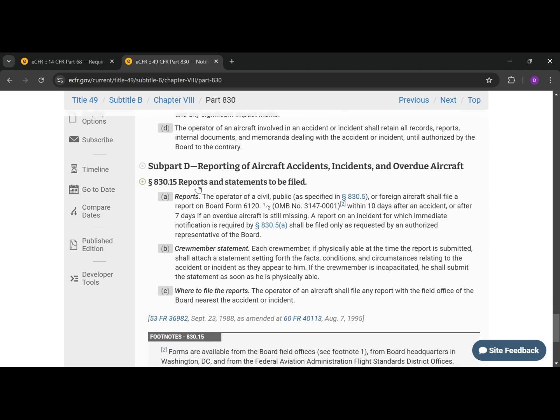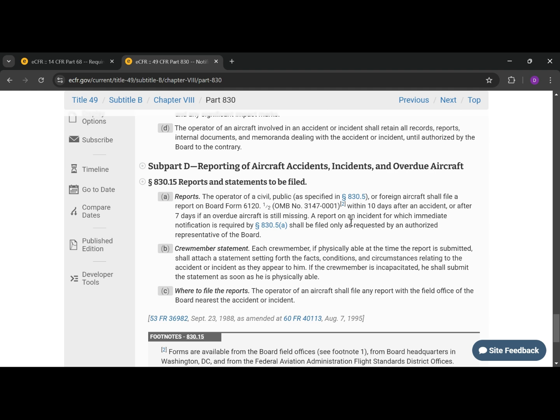Alright, moving on here. Reporting of aircraft accidents, incidents, and overdue aircraft. 830.15 is reports and statements to be filed. Reports. The operator of a civil, public, as specified in 830.5, or foreign aircraft shall file a report on board form 6120, OMB number 3147-0001, within 10 days after an accident, or after 7 days if an overdue aircraft is still missing.